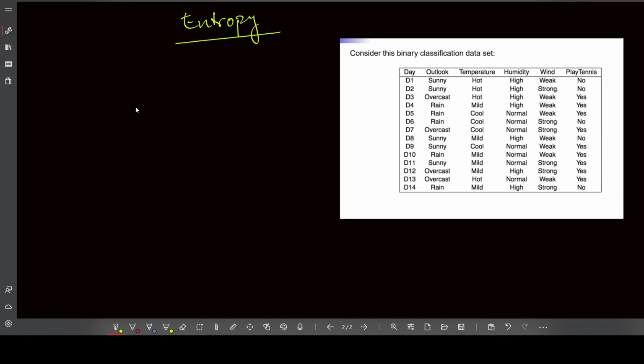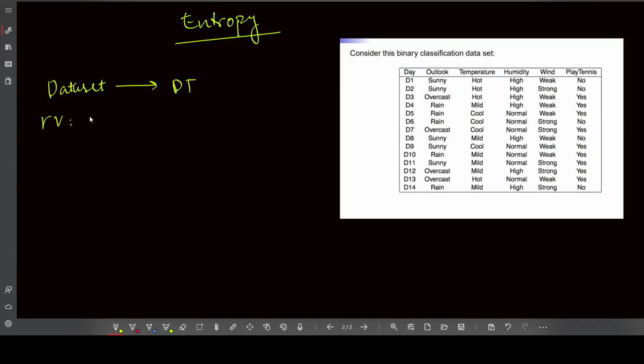So what is entropy? Let's say I have a data set, and I want to make a decision tree on this data set. My random variable, which is basically my dependent variable, is the variable that I'm trying to classify. In this case, if you look at this data set, it's whether I can play tennis, given that these are my features: outlook, temperature, humidity, and wind. Given these four features, I want to classify whether I can play tennis or not.